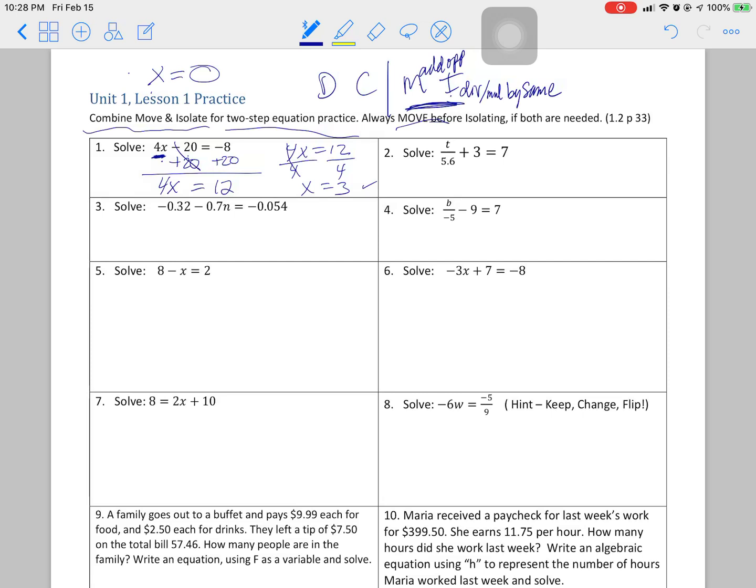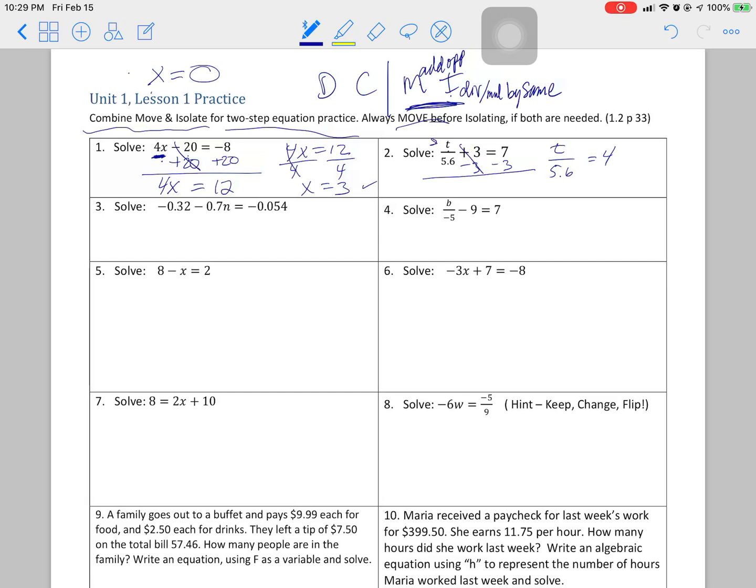This one here is a complicated fraction, but remember we are moving first. So what are we moving? Well, my variable is a t. It's in this term here, the variable term. So we want to move the 3 by adding its opposite. Whatever we do to one side, we do to the other side. So that makes it a 0. So that ends up with t over 5.6 equals 7 minus 3, which is 4.